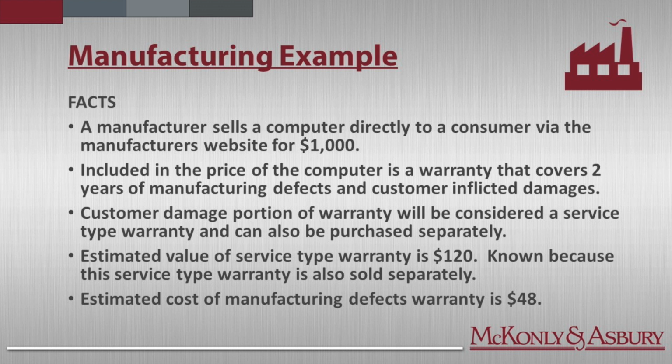But could be considered a service type warranty, and can also, this is the big point, can also be purchased separately. So maybe that was a special at that time to buy it, but previous to that, this is a warranty that would have an extra cost associated with it, which is a big indicator you have another performance obligation. The estimated value, the service type warranty is $120. That $120 comes from, that's what it's sold for separately, and the estimated cost of manufacturing defects is $48. And that's just based on historical experience with fixing those products.